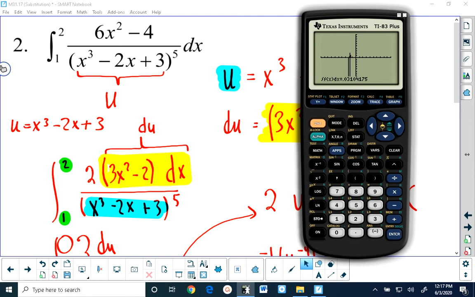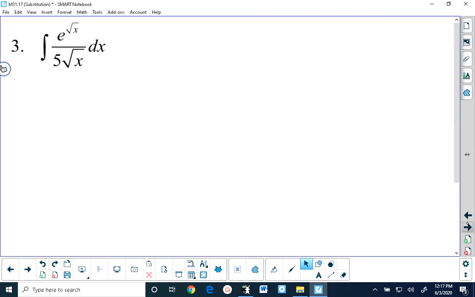And you get 0.03104175, and that is the answer that we got. It's not even shading anything in, so I'm not quite sure what this integral represents, but it's certainly not area. Just try a couple more.